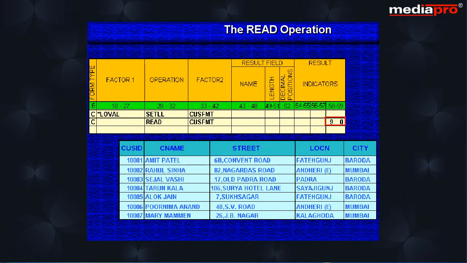An indicator in columns 58 and 59 is required for the read operation. It is set on when an end of file condition occurs and a record is not read. As with other file operations, an indicator in positions 56 and 57 indicates an error on the read operation.